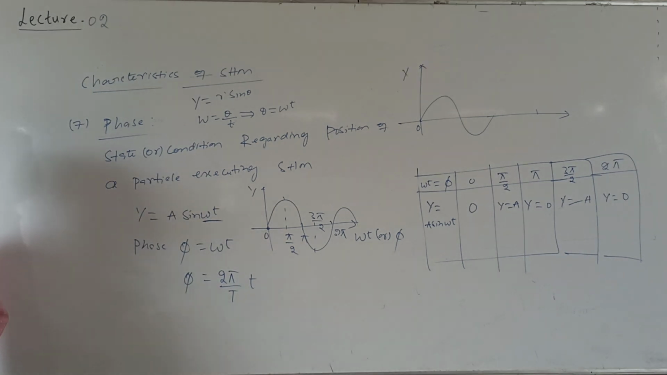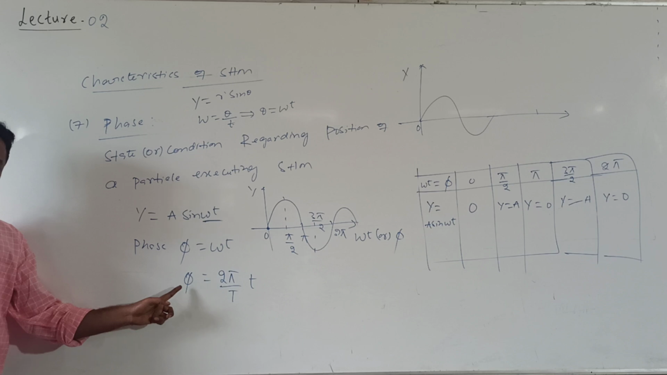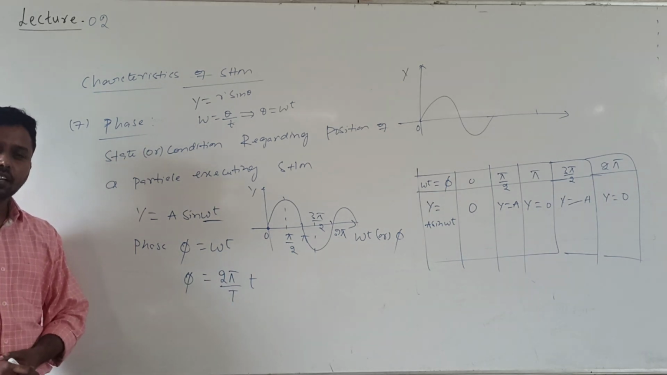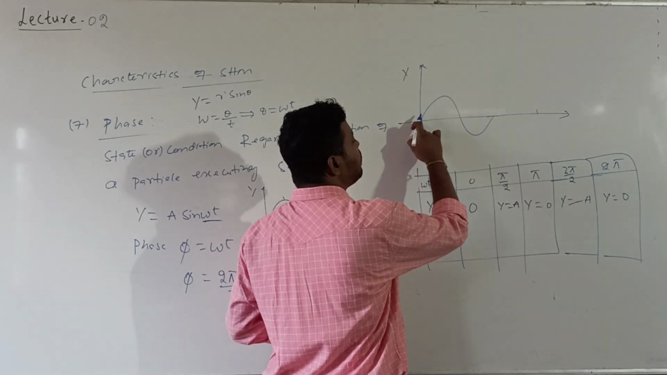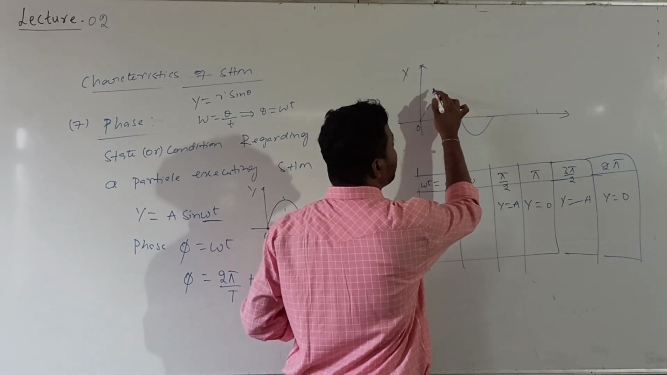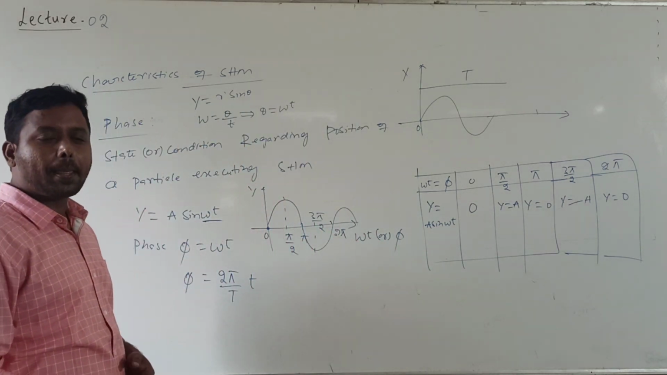What is the omega value? Omega is 2 pi by capital T into small t. So you can express this phase value in terms of capital T also. Started from the mean position, extreme position, mean position, extreme, mean. This is one complete oscillation. For one complete oscillation, the time period value is T.